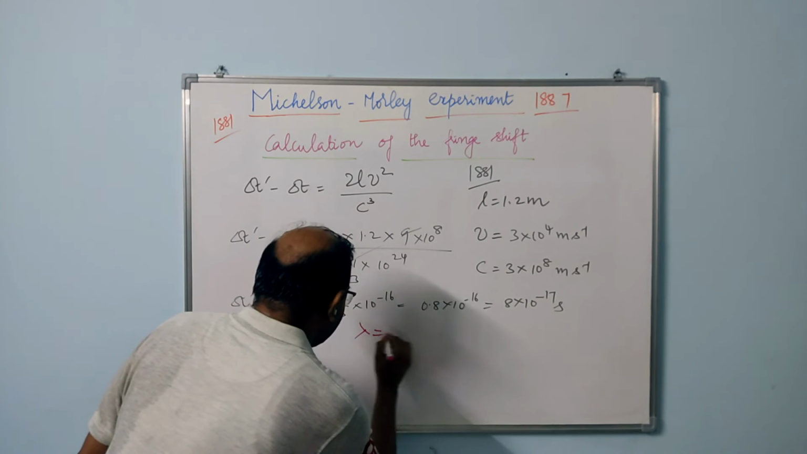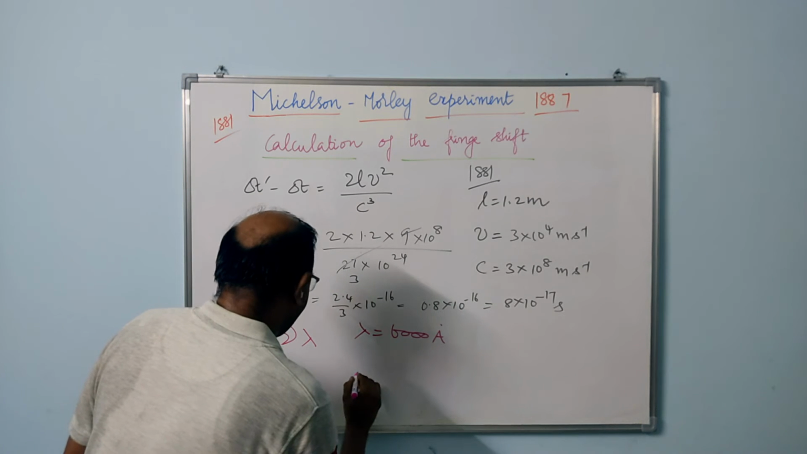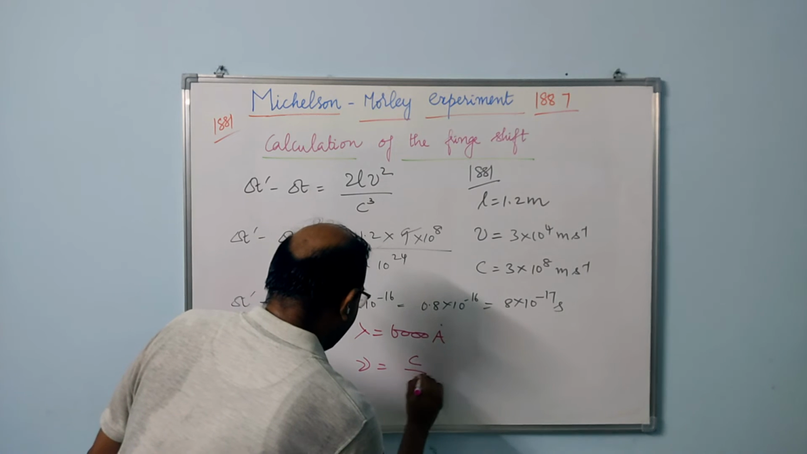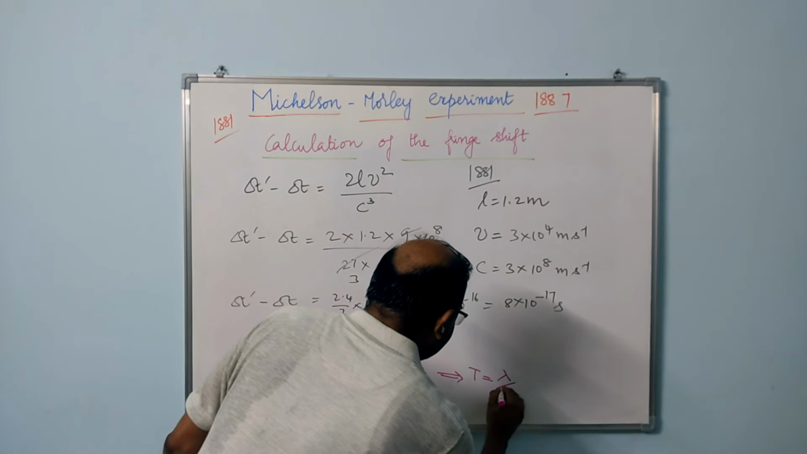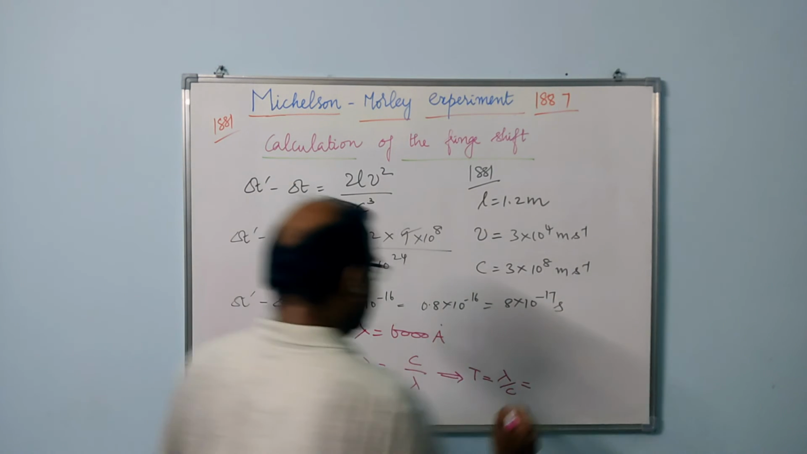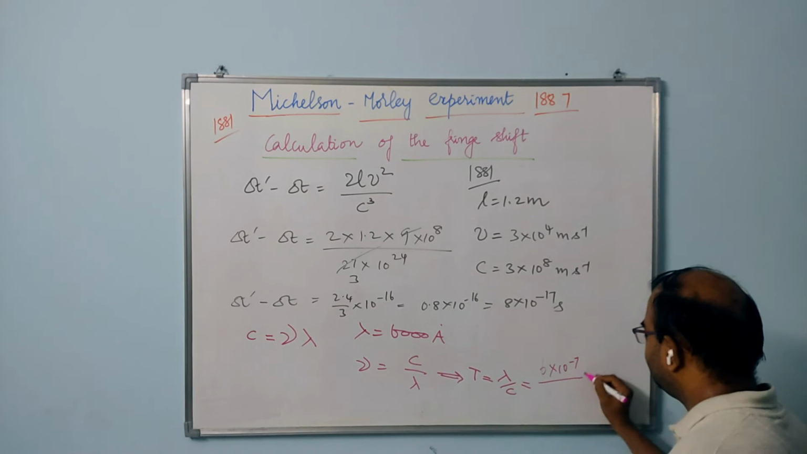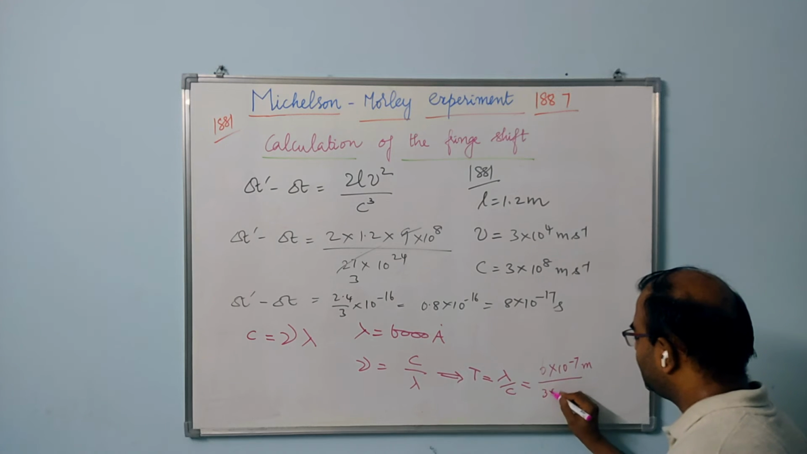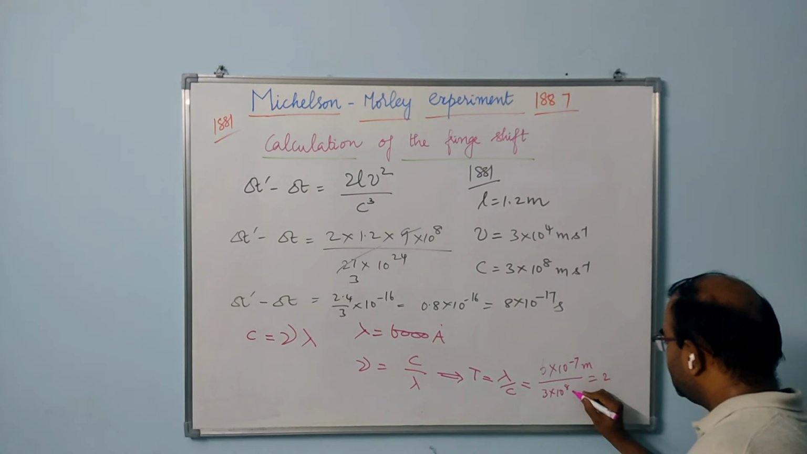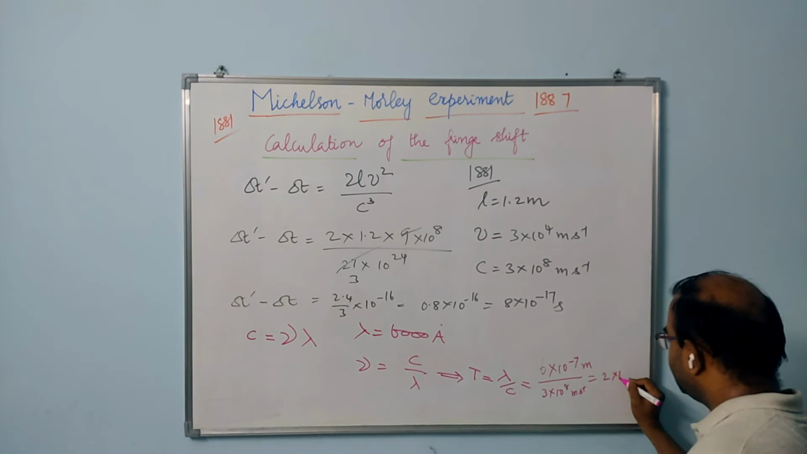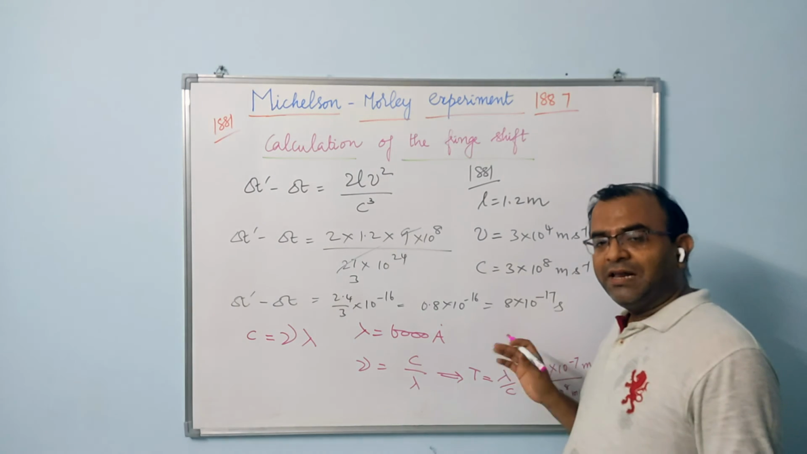So if I take lambda to be 6000 angstrom, then my frequency would be C over lambda, and therefore my time period T would be the inverse of this, that is lambda over C. That would be equal to 6000 angstrom, which is 6 into 10 power minus 7 meters, over the velocity, 3 into 10 power 8 meters per second. So the time period would turn out to be 2 into 10 power minus 15 seconds. This is the time period of the light wave.